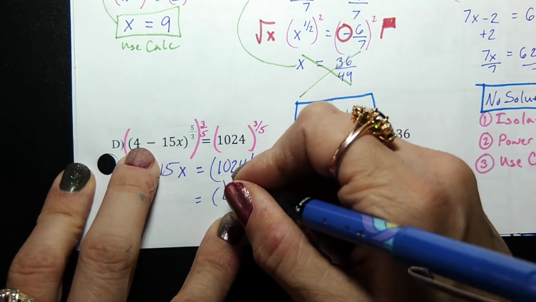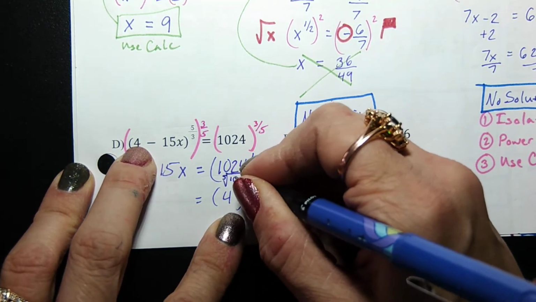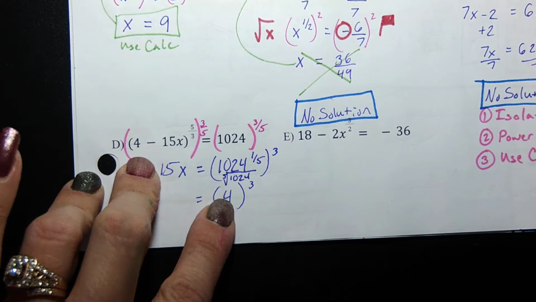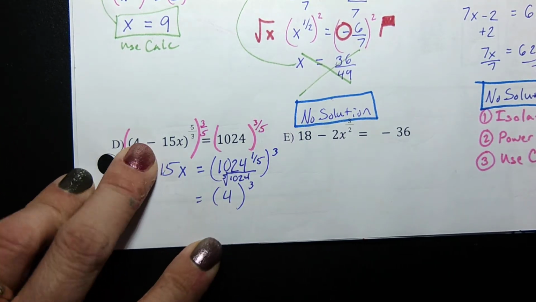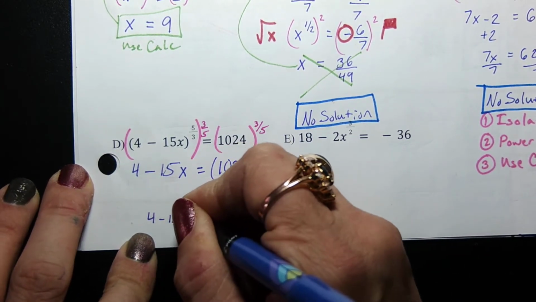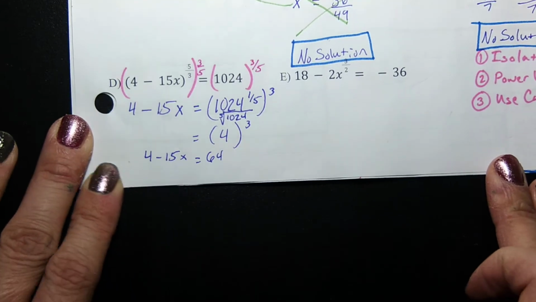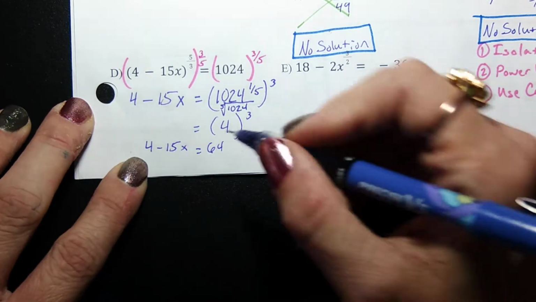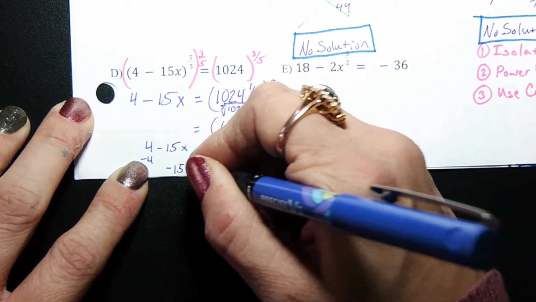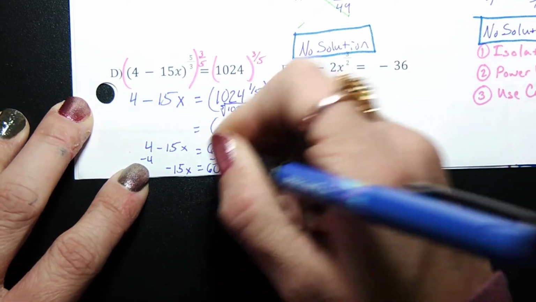So actually, I probably should have rewritten that as the 5th root of 1024 as an intermediate step. So the 5th root of 1024 is 4, and then 4 cubed is 64. So 4 minus 15x is 64. Next, we would subtract 4. So if negative 15x equals 60, what does x equal?